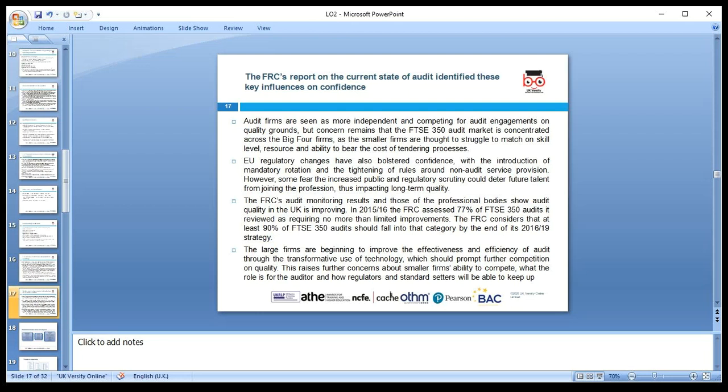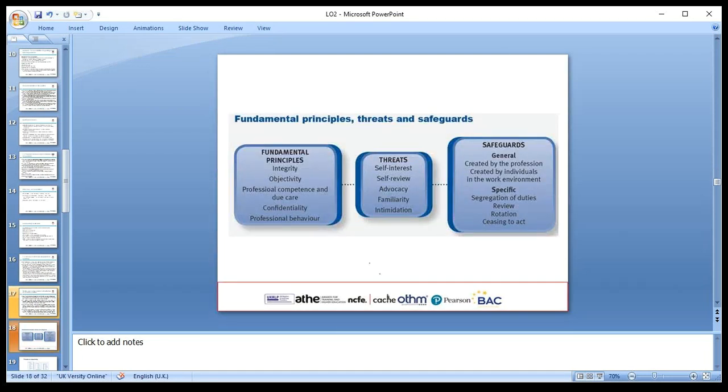The FRS audit monitoring results show the professional body for audit in the UK has improved. FRS assessed 77% of FTSE audits it reviewed. They reviewed the audits conducted by the audit firms and found increasing confidence, yes: the figures were correct. What they said in the audit report was correct. The large firms are beginning to improve effectiveness and efficiency of audit through the transformative use of technology. Yes, more transparency through use of technology. Any question? No, this is fine.